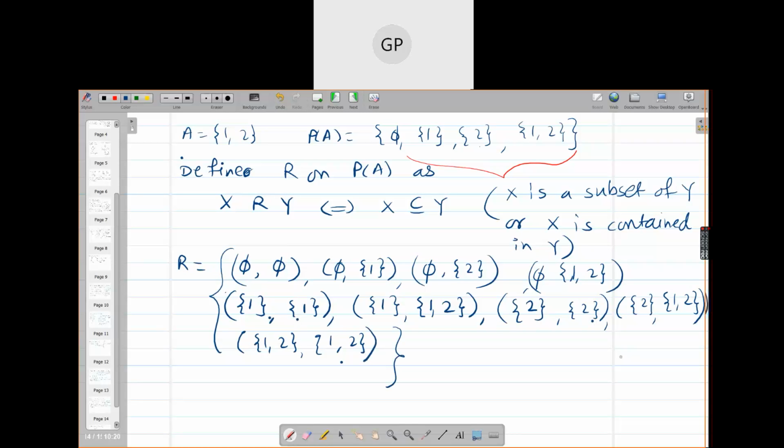Now I want to draw the Hasse diagram of this situation. इस situation की मुझे Hasse diagram draw करनी है. क्या relation दिया है मुझे? X related to Y. Okay. X is a subset of Y. So phi is a subset of every set. Yes or no? Yes. So phi I am keeping at the bottom. But phi is covered by which element? Phi is covered by what?